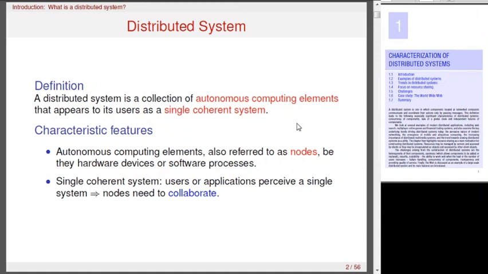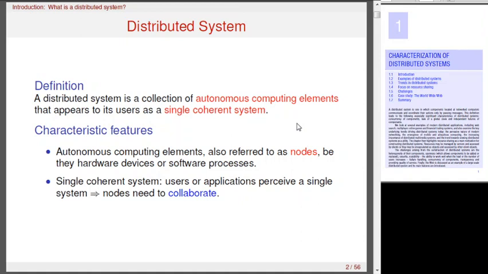Basically, a distributed system is a collection of autonomous computing elements. Computing elements means autonomous computers, so computing devices, I should say. What we actually want is that these computing devices are connected with networks. It appears to the user like it is a single coherent system. So the user is unaware that there are multiple computers connected in a network and interacting.